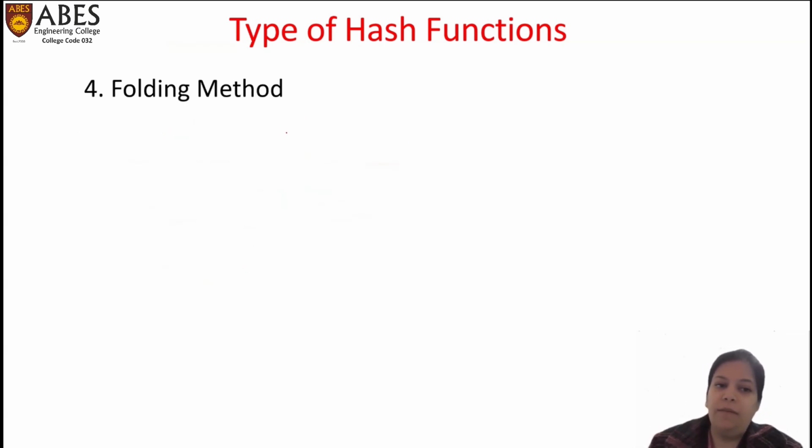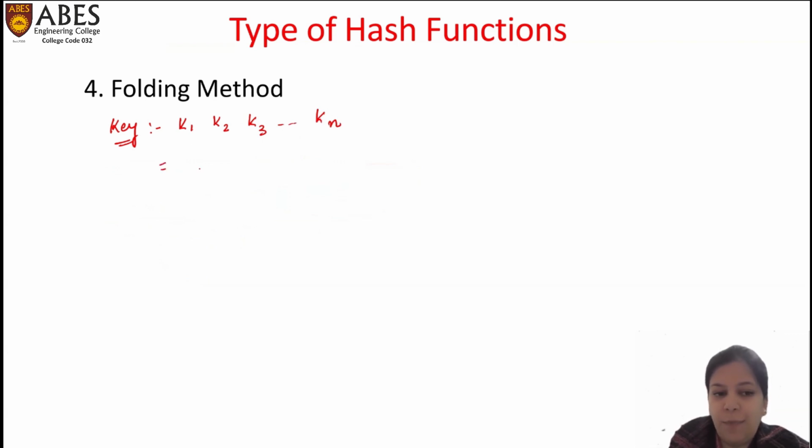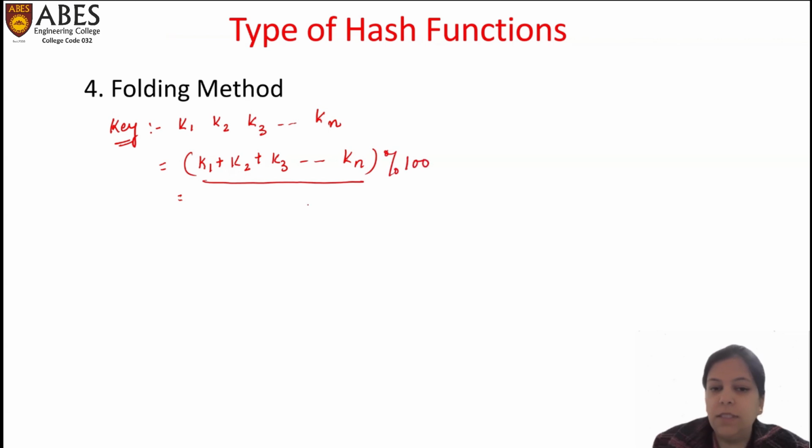Now, coming to the next method, that is called the folding method. In this case, we have to divide the input key into various parts. Suppose I can divide the key into parts K1, K2, K3 to Kn. Then we have to add up these parts, K1, K2, K3 up to Kn, and then we have to modulo this value with the table size.